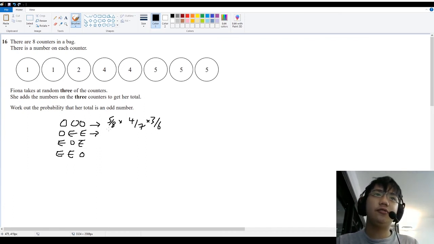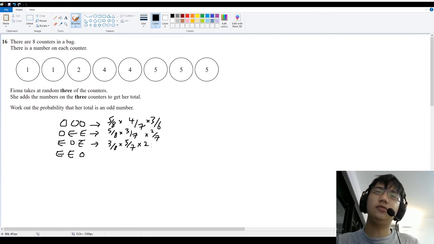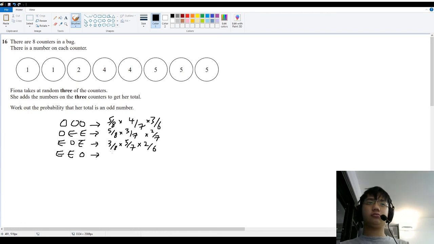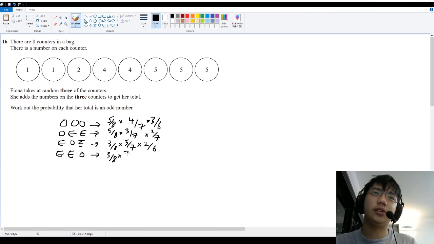As for odd, even, even, you have 5 over 8 again, but multiplied by 3 over 7, since you have 3 even numbers, then multiplied by 2 over 6. For even, odd, even, you have 3 even numbers over 8 at the beginning, multiplied by 5 odd numbers over 7 remaining counters, then multiplied by 2 remaining even numbers over 6 remaining counters. Then even, even, odd: 3 even counters over 8 counters multiplied by 2 remaining even counters over 7 remaining counters, then multiplied by 5 over 6.